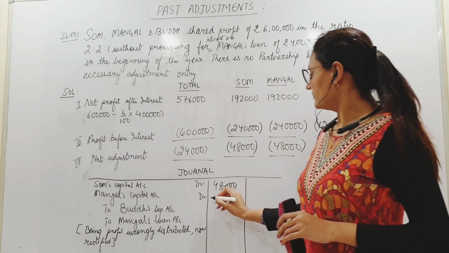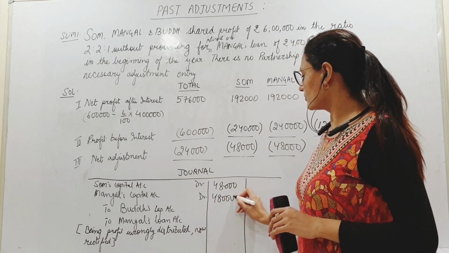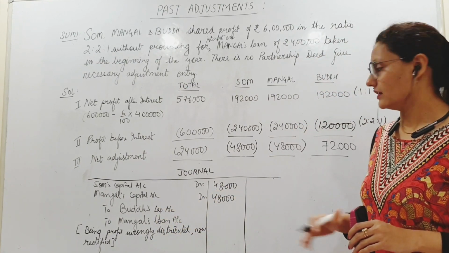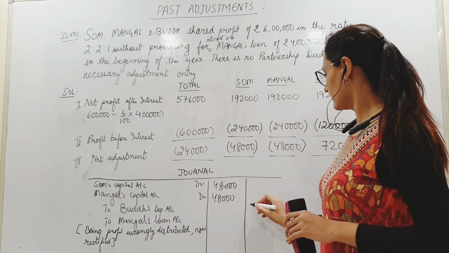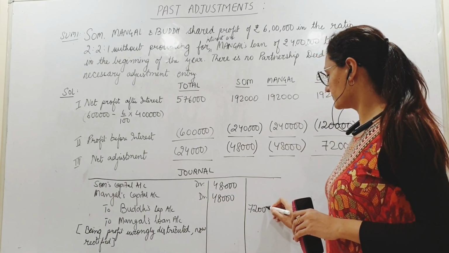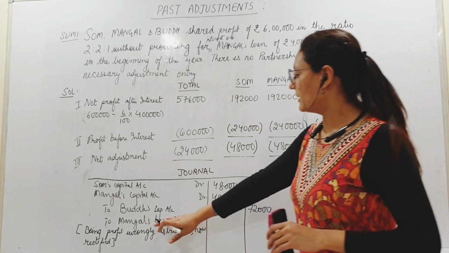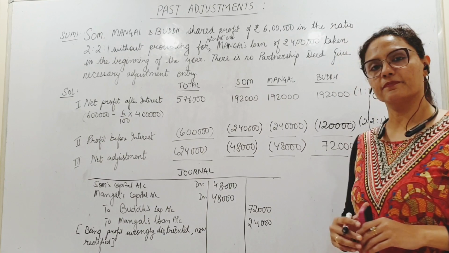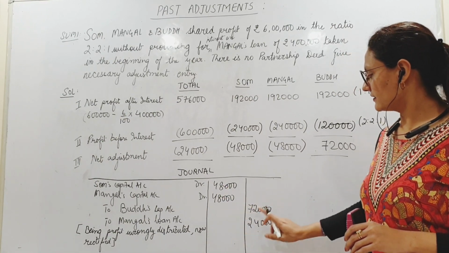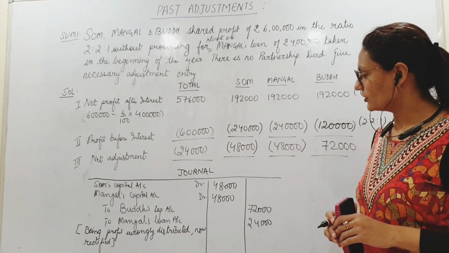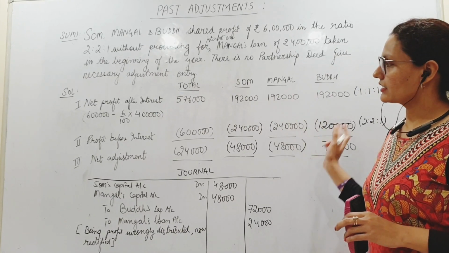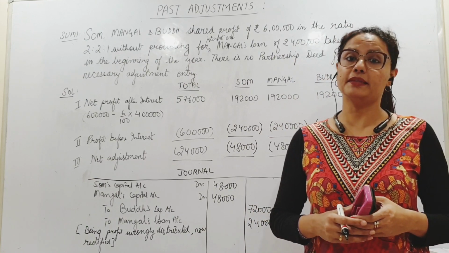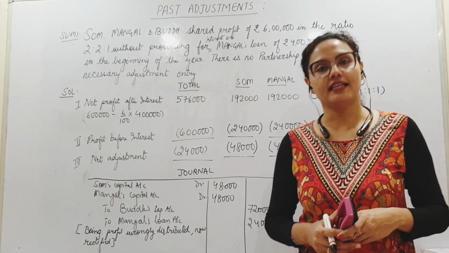Same thing, Mangal. Mangal's capital account should also be debited with 48,000. And Buddh's capital account should be credited with 72,000. Also, Mangal's loan account should be credited with 24,000. So now, debit side is 96, here also it's 96. So your debits are equal to credits, all your accounts which were wrong you have rectified, so your adjustment is complete. Okay, let us take the next sum.